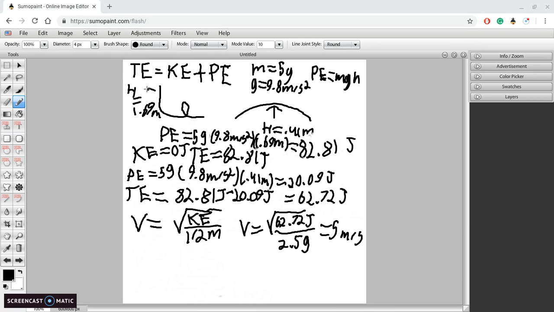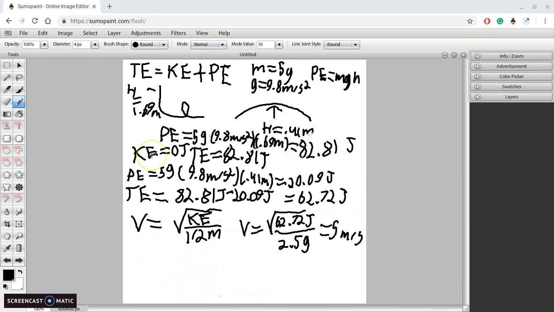To find that, we need to plug in the potential energy equation, which is mass times gravity times height. For that, we plug in the mass of the marble, 5 grams, the acceleration due to gravity, 9.8 meters per second squared, and the height at the top of the roller coaster, 1.69 meters, which is equal to 82.81 joules.